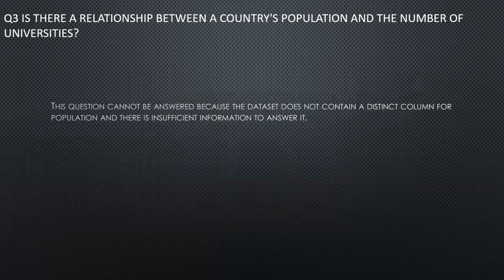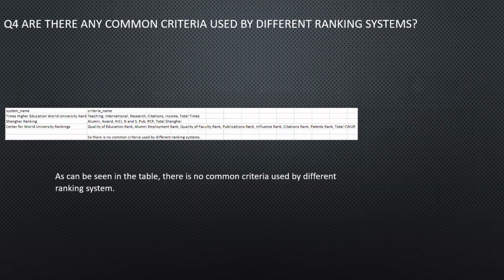Again, this was the question: is there a relationship between a country's population and the number of universities? There was no column or information about the population, and there was no way it could be calculated. Because of insufficient information, this cannot be done. So moving on to the fourth one.